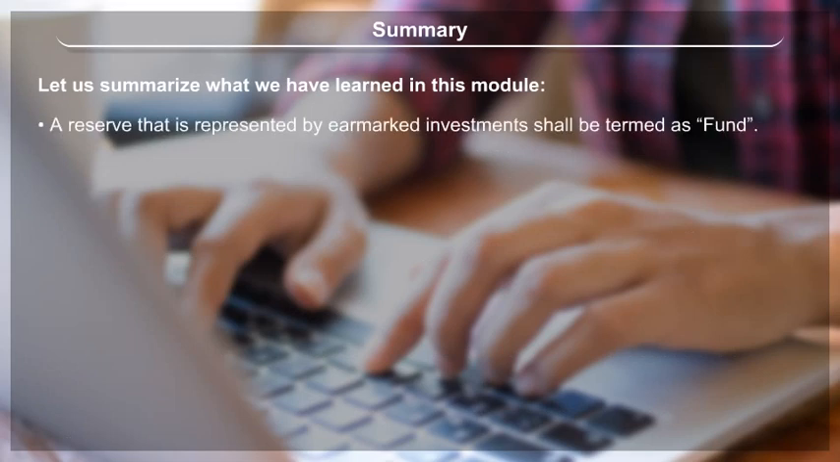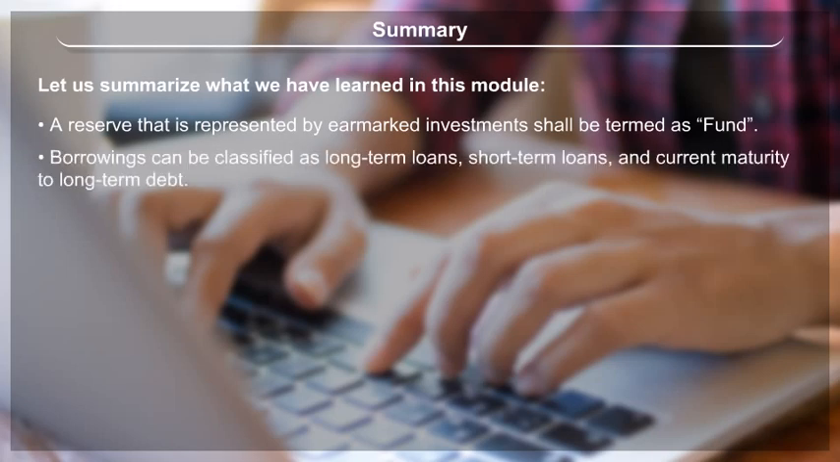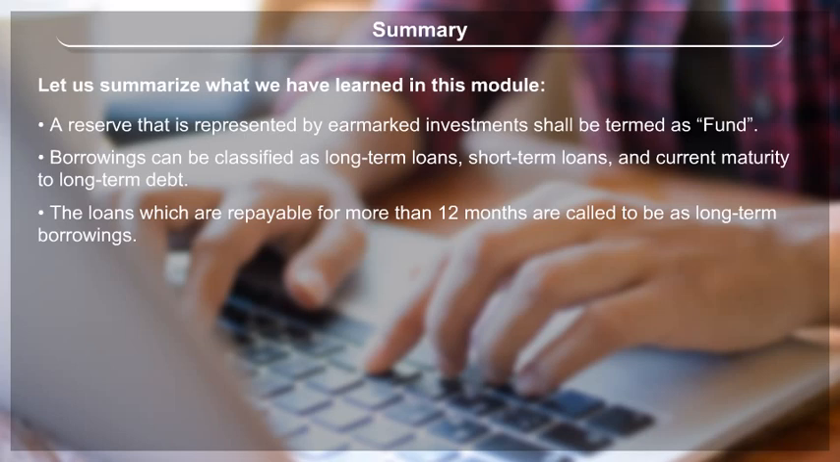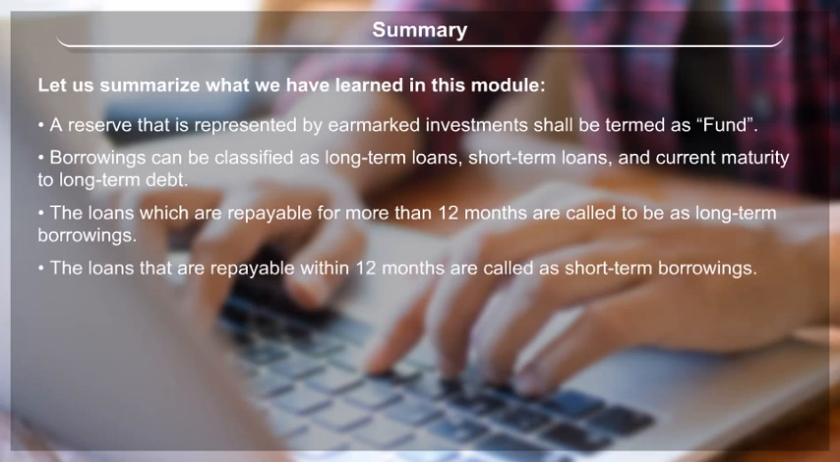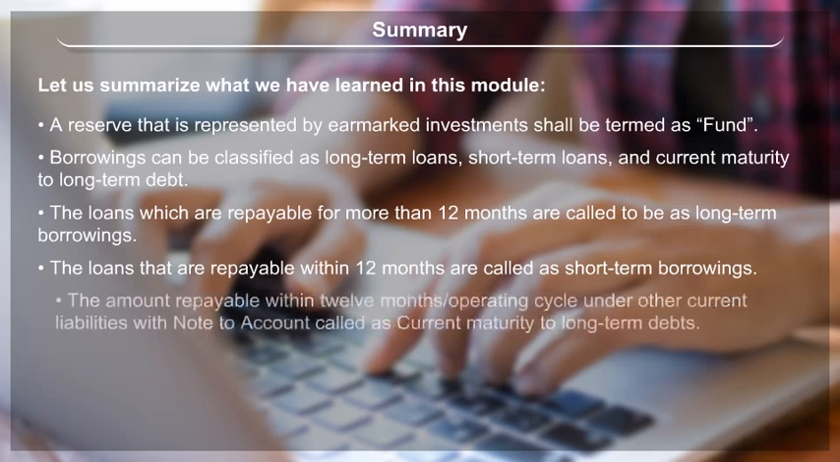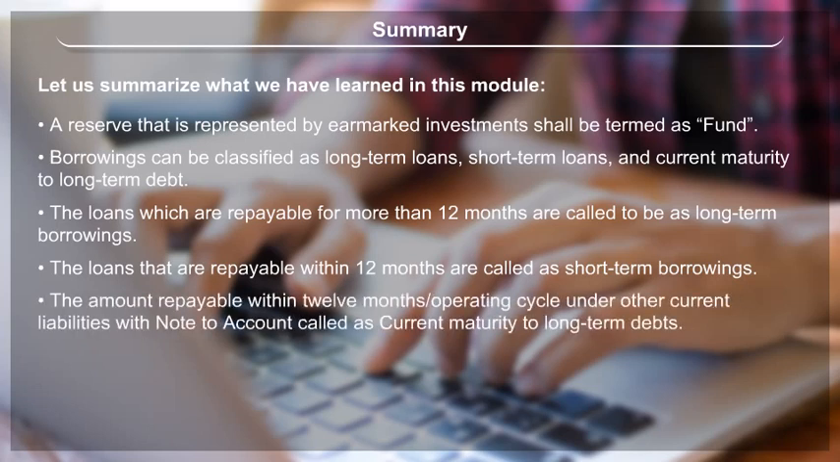A reserve that is represented by earmarked investments shall be termed as fund. Borrowings can be classified as long-term loans, short-term loans, and current maturity of long-term debt. The loans which are repayable for more than 12 months are called long-term borrowings. The loans that are repayable within 12 months are called short-term borrowings. The amount repayable within 12 months or operating cycle, shown under other current liabilities with a note to accounts, is called current maturity of long-term debts.